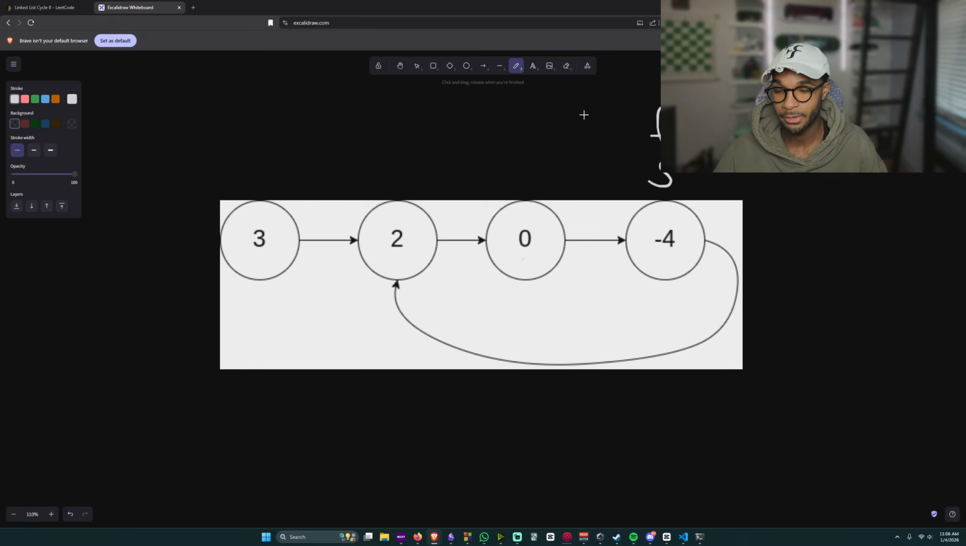So where do we go from here? Because we want to return the node that starts this cycle. So in this case, 2. What we do is leave the fast pointer where it is, and we're going to move the slow pointer back to the head of the linked list.